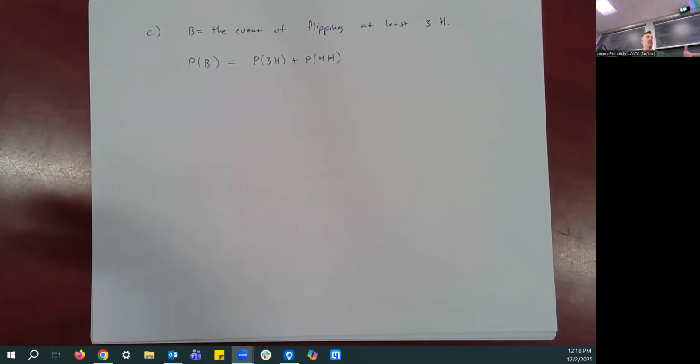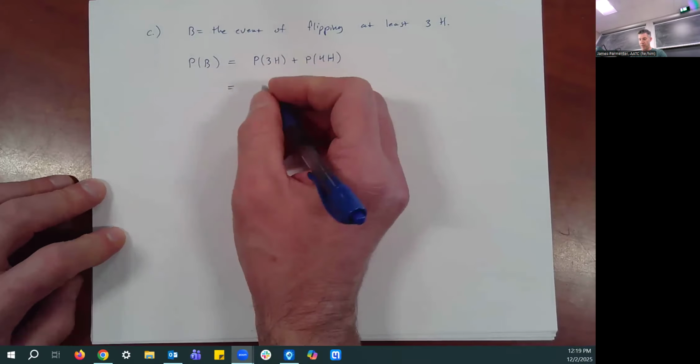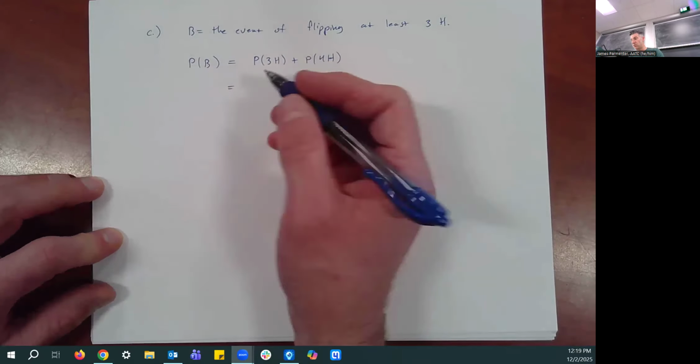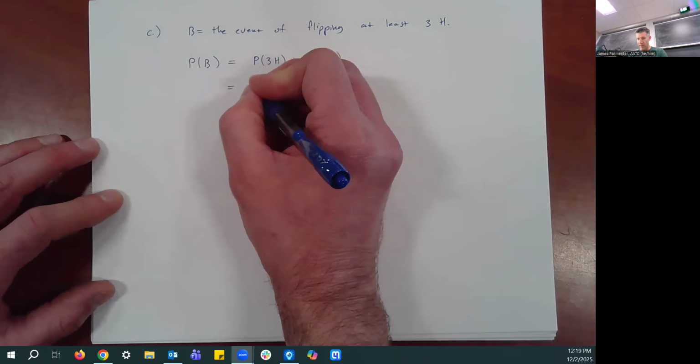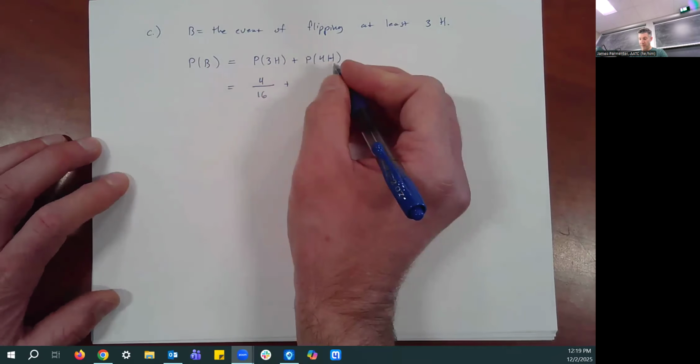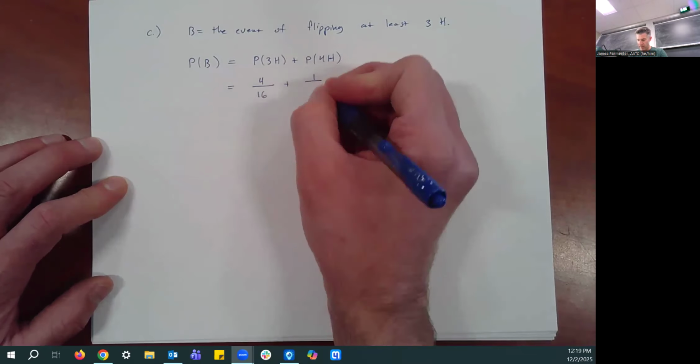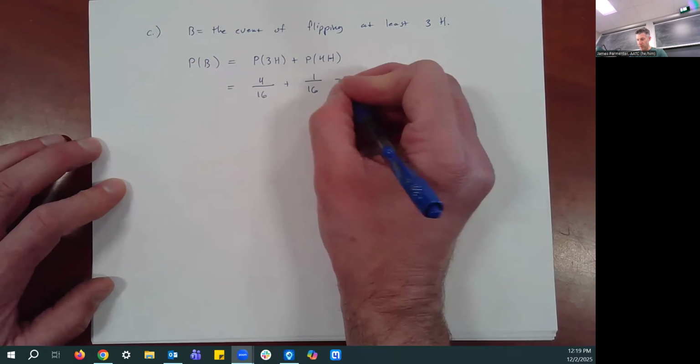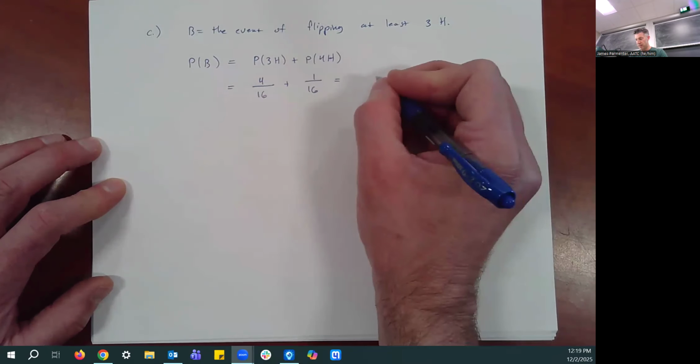So we're kind of breaking this down into all the constituent pieces. The probability of three heads, well, that's going to be the number of ways of getting three heads, which was 4, divided by the number of ways anything can happen, which was 16. And probability of getting four heads was exactly one way out of 16 total ways. So the probability of getting at least three heads is 5 out of 16.